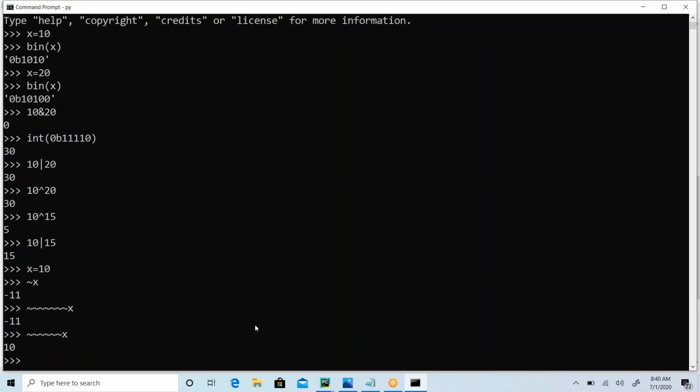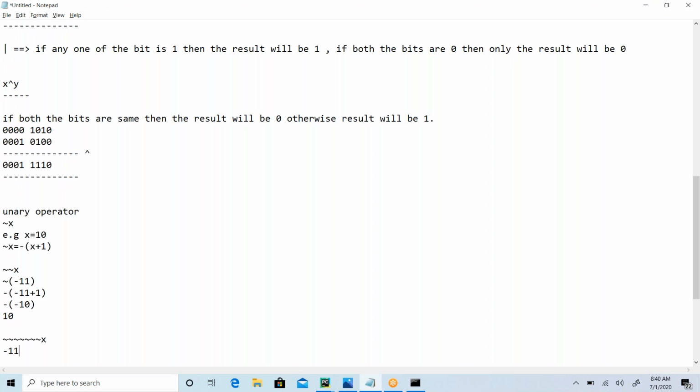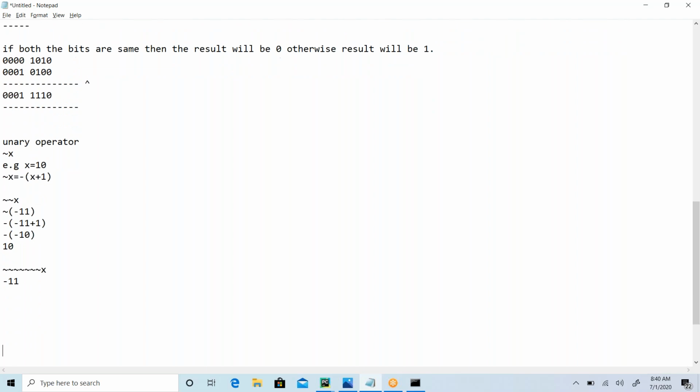So it will be 10. If the number of tilde operators is odd, then it will be minus of x plus 1. If the operator count is even, then the same value will be coming. Okay, that's all about this tilde operator.